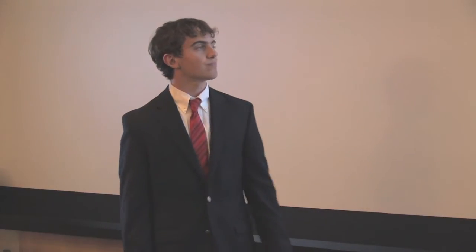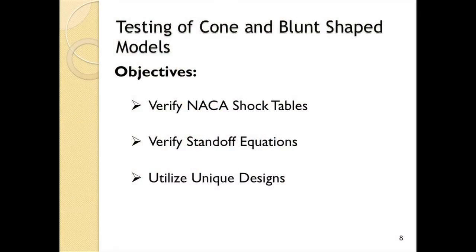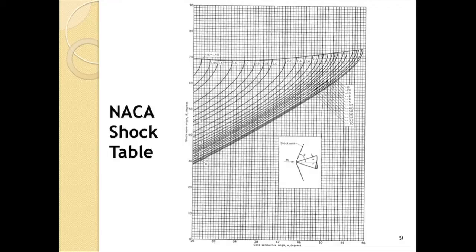When we were designing the models that we were going to place inside of the wind tunnel for our project, we had 3 objectives for what we wanted these models to accomplish. The first was that we wanted them to verify the National Advisory Committee for Aeronautics tables on what types of shock waves are formed for cones at different angles. They have different angles to their axis of rotation. This is a picture of that table.